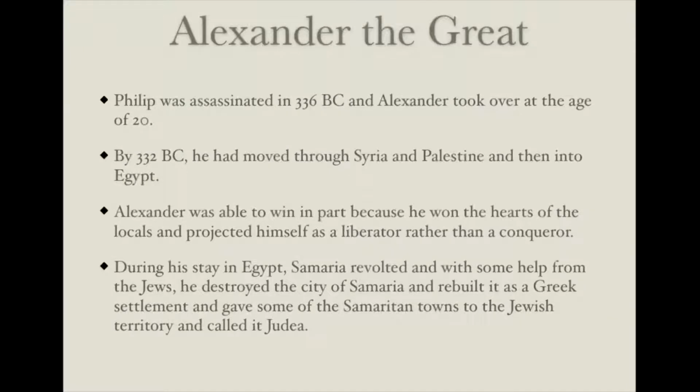Philip didn't last too long. He was assassinated in 336 BC, and Alexander took over at the age of 20. He proved to be a very capable leader and military commander. By 332 BC, he moved through Syria and Palestine and then into Egypt. He had an army of about 40,000, so it's pretty amazing what he was able to accomplish with such a small force in the next several years.